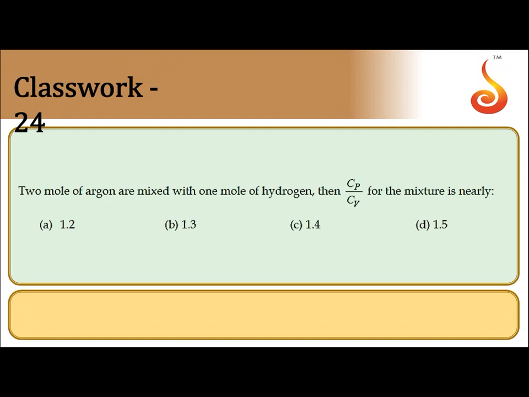Yes, we shall move on to next one. 2 moles of argon are mixed with 1 mole of hydrogen. Then Cp by Cv of the mixture is nearly. See, argon is inert gas, so it should be monoatomic. Hydrogen is diatomic. So we need to calculate Cp by Cv of the mixture.